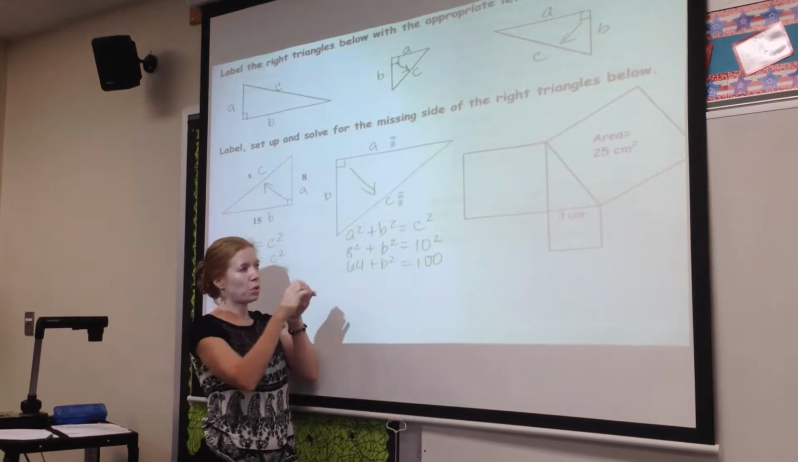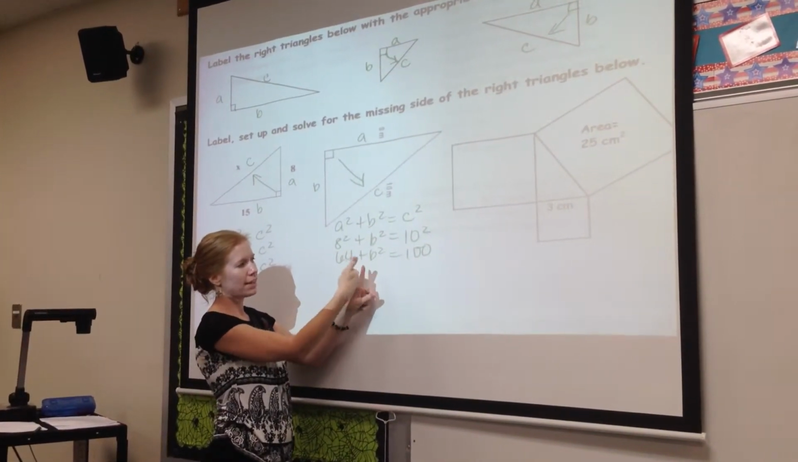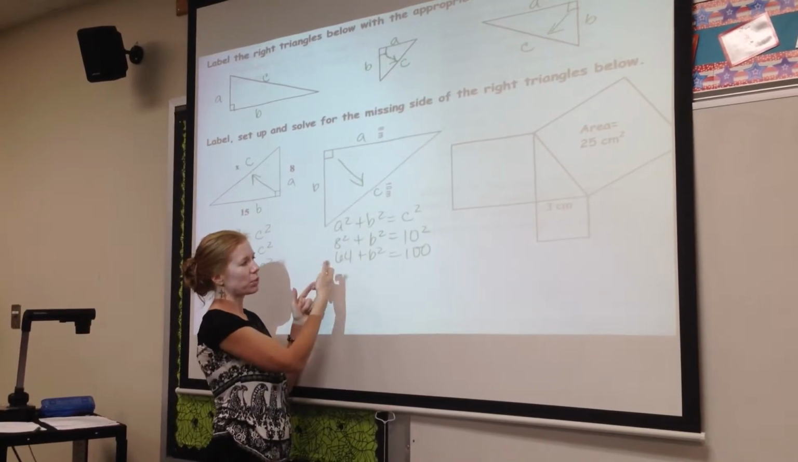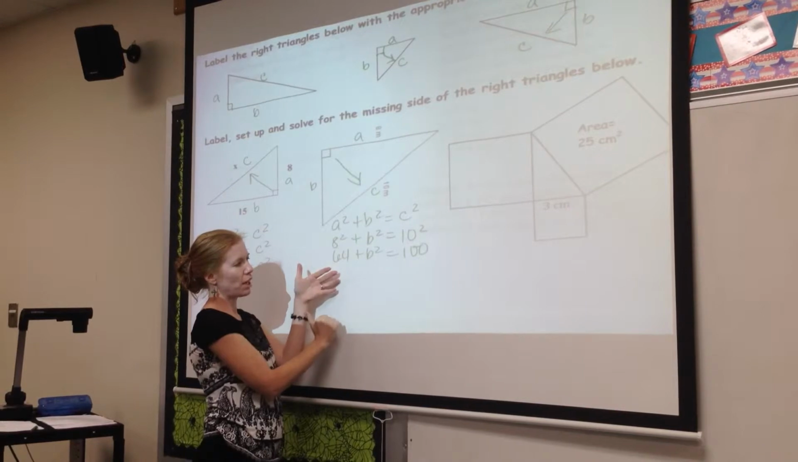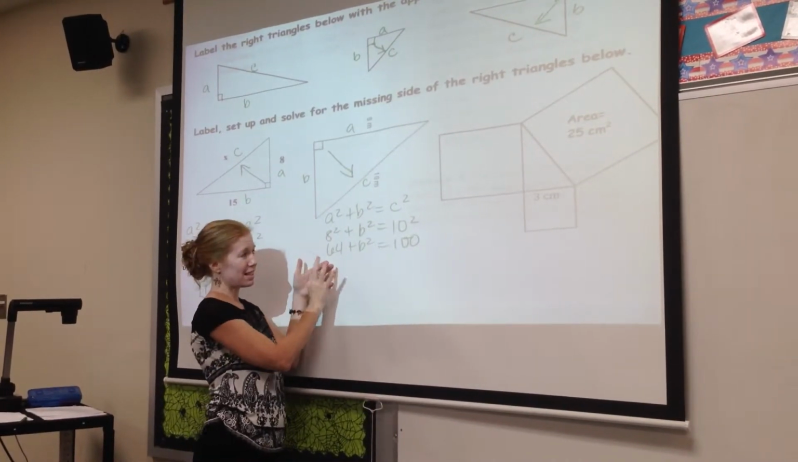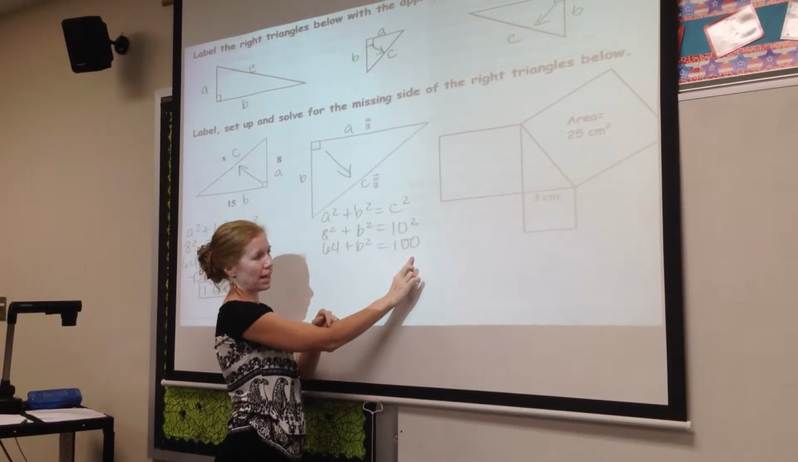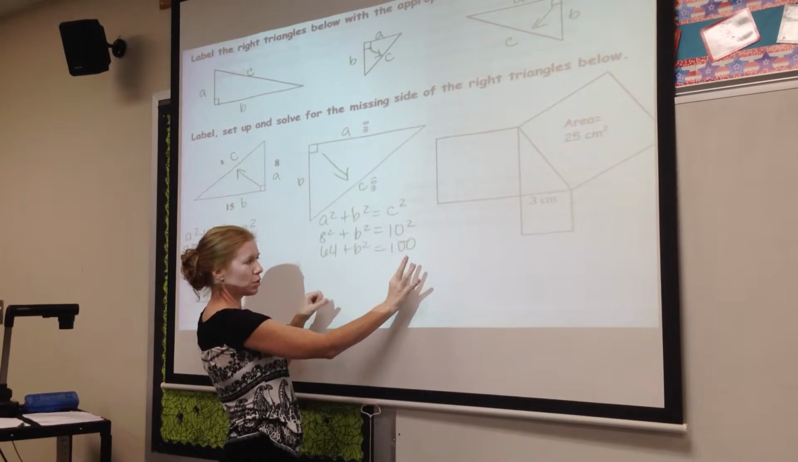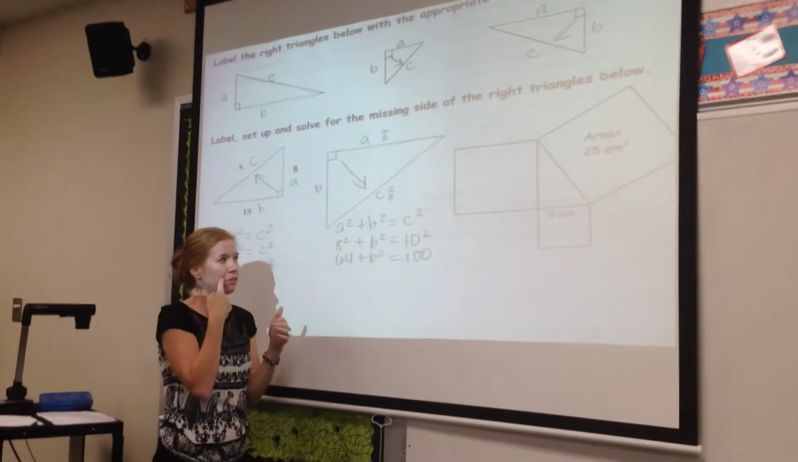Now I have set up an equation. So what I need to do is get the B by itself. That means I need to get rid of the 64. To get rid of 64, I need to subtract it. So I'm going to subtract 64. Remember, if I subtract 64 on this side, I have to subtract 64 on this side. So I'm going to subtract 64, and see how much that will tell me for B squared.